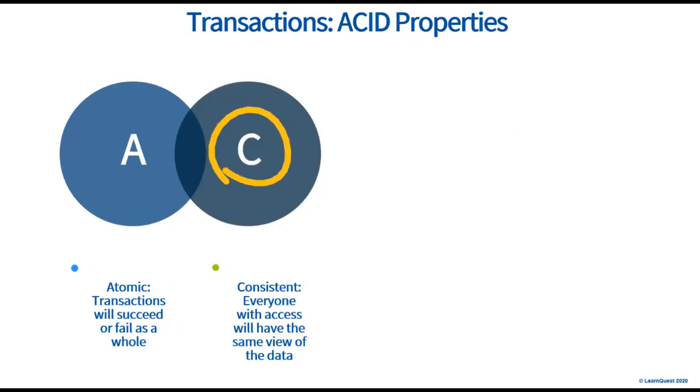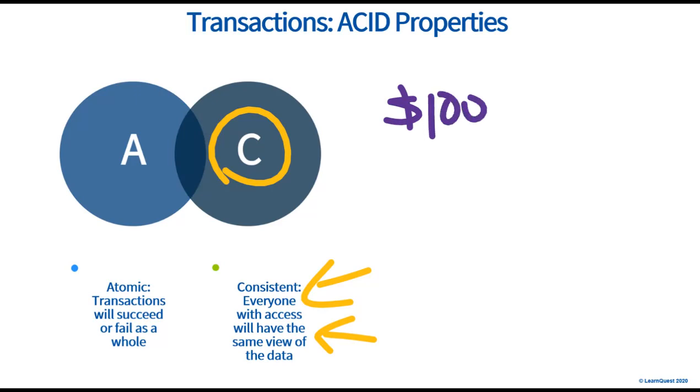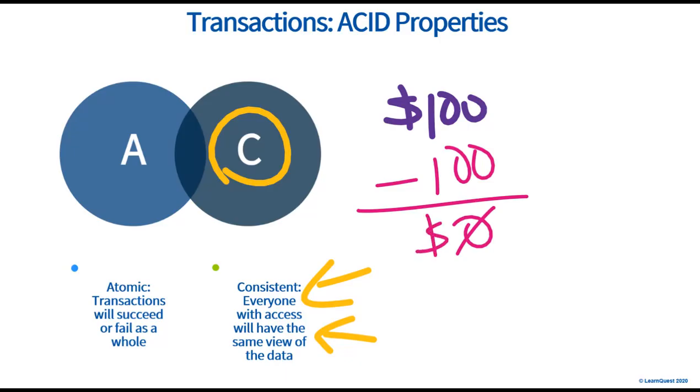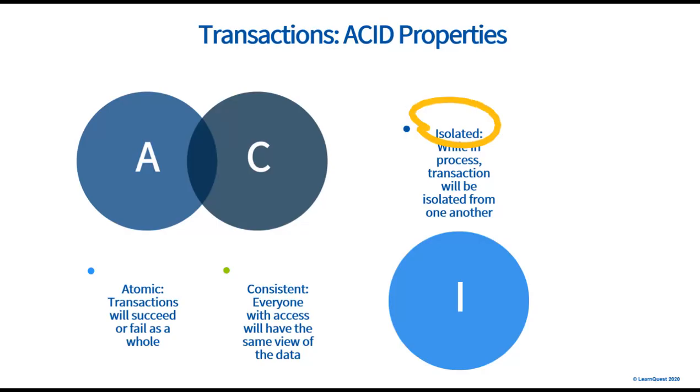Then there's a C, which stands for consistent. That essentially means that everyone with access to your account will have the same view of the data. In other words, once you are given the $100, your account will be debited $100, correct? And everybody will see the new balance, 0. So whatever your new account balance is will be visible to everybody that has access to the account at the same time. Consistent.